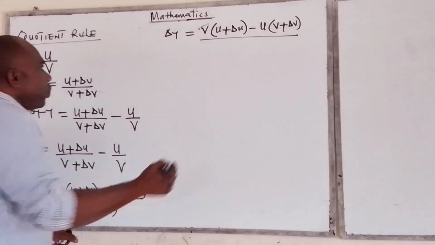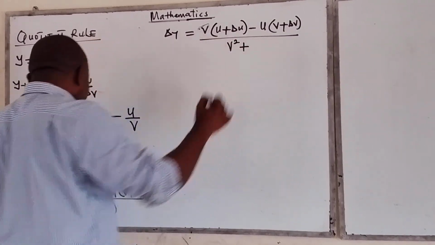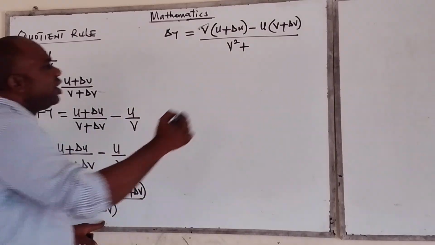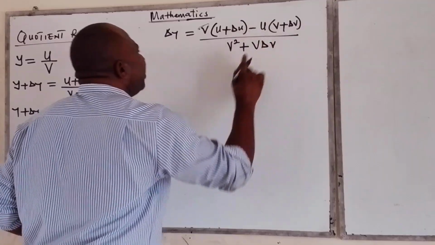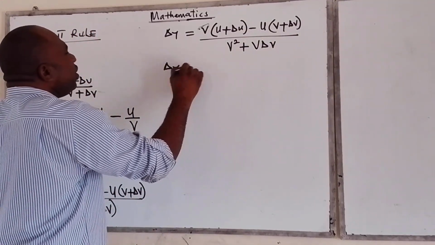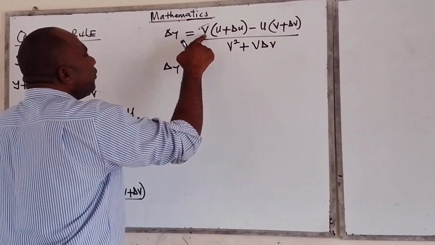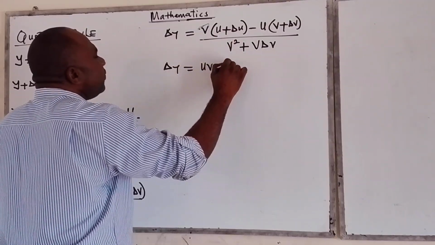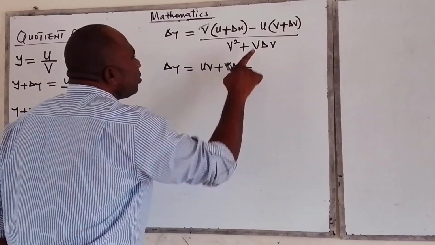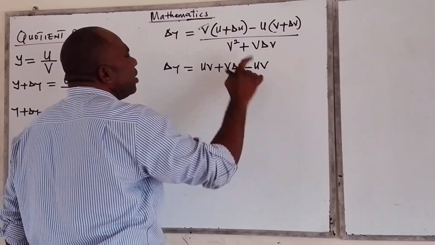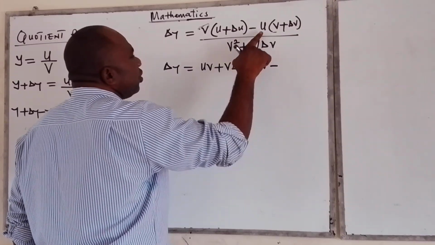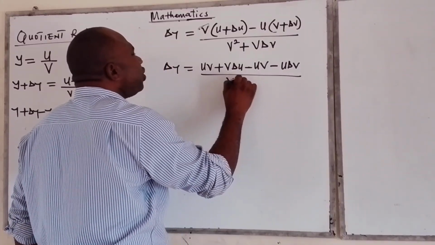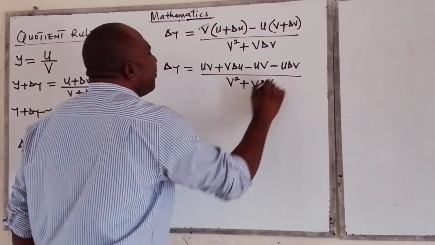When you expand this, we have v squared plus, because v times v is v squared, and v times delta v is v delta v. Now, delta y will be equal to, expanding this, we have v times u, that's uv, plus v times delta u is v delta u, minus u times v is uv, minus times plus is minus, u times delta v is u delta v, all over, here we have v squared plus v delta v.